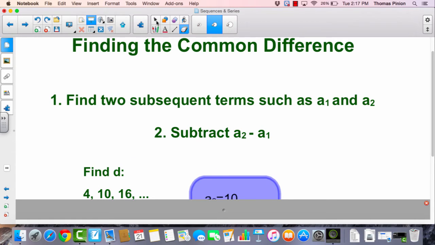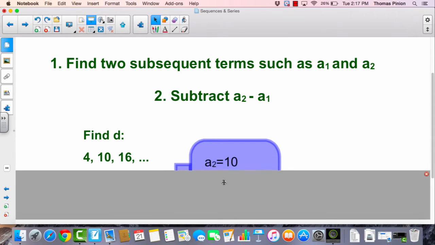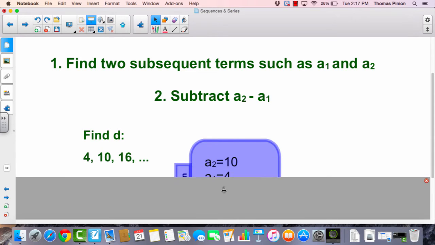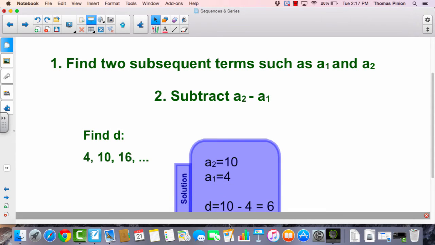Now, sometimes it's not as easy as it seems. So let's first find A sub 1 and A sub 2. Well, A sub 2, our second term, is 10. A sub 1 is 4. So if we take A sub 2 minus A sub 1, we get 6, our common difference.